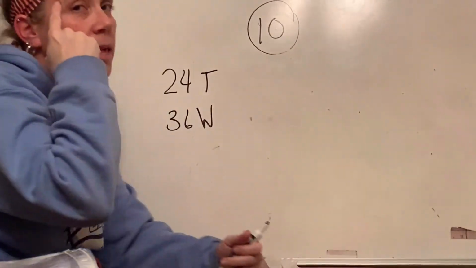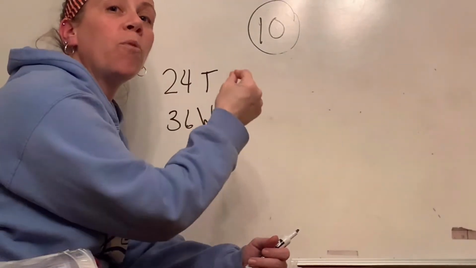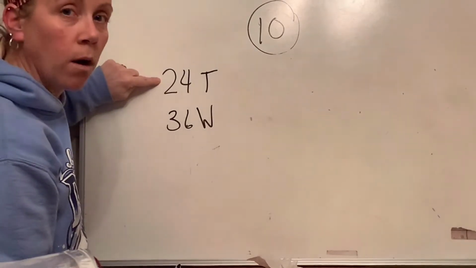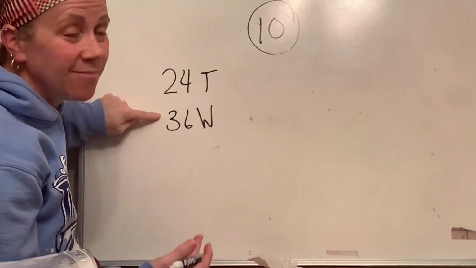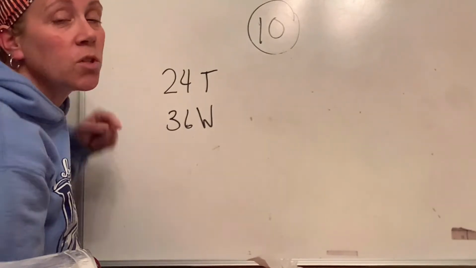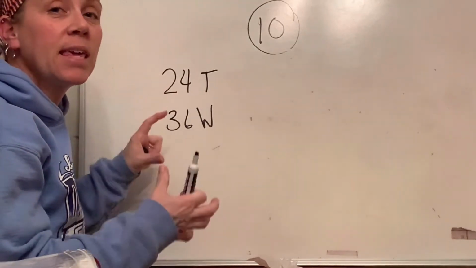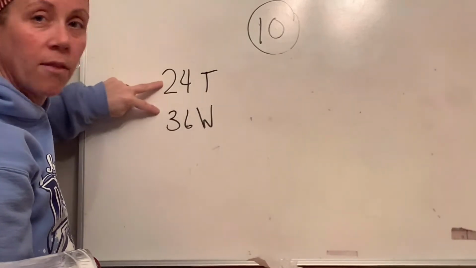And I need to think of some common factors, some factors that will work with both of them. See, 8 didn't work with both of them. 8, 16, 24, 32, 40. 36 is not a multiple of 8, so 8 was not a good option. So instead, I need to think of numbers that are factors for both 24 and 36.